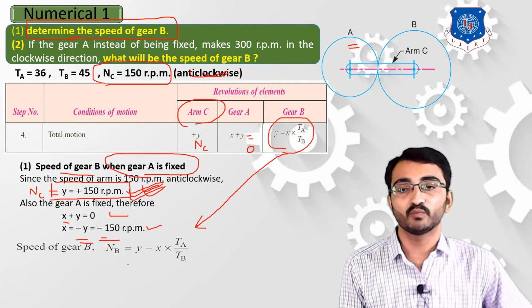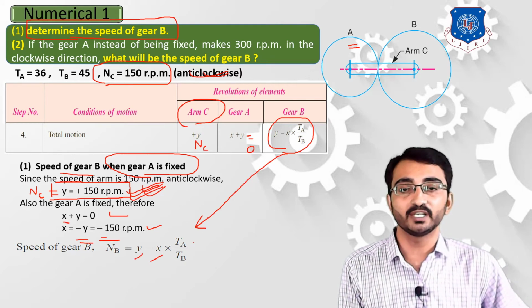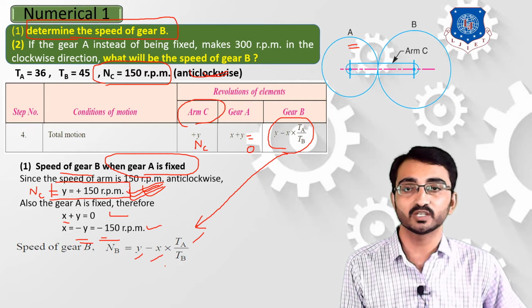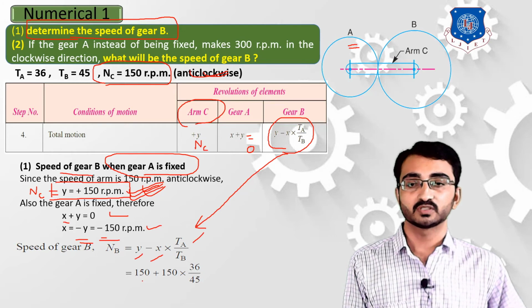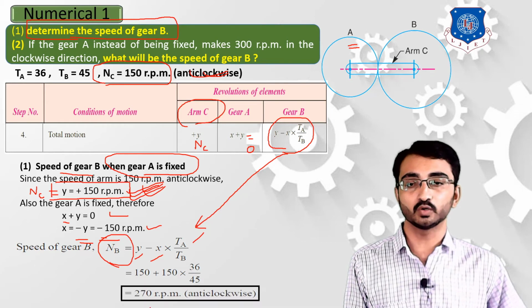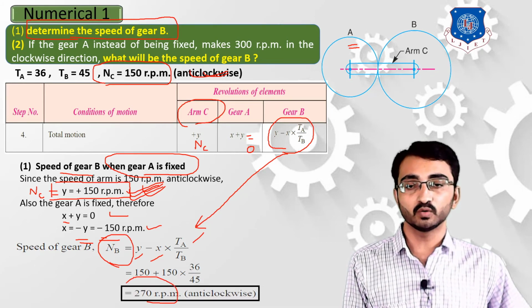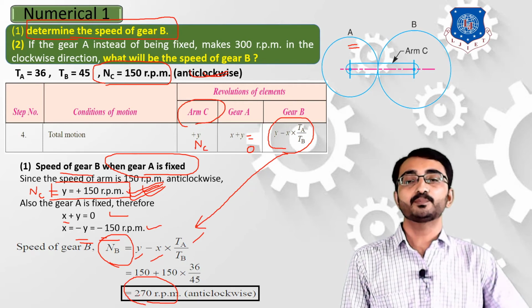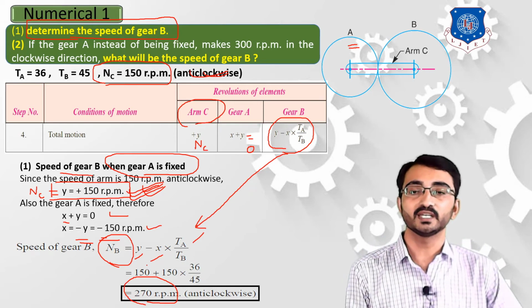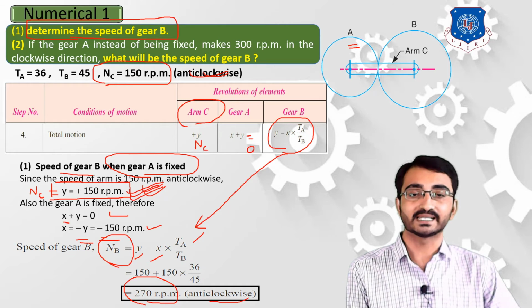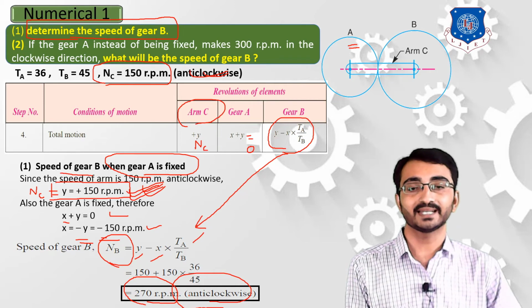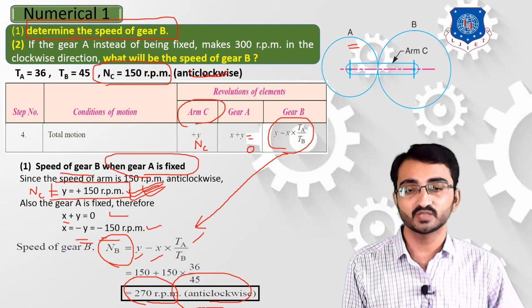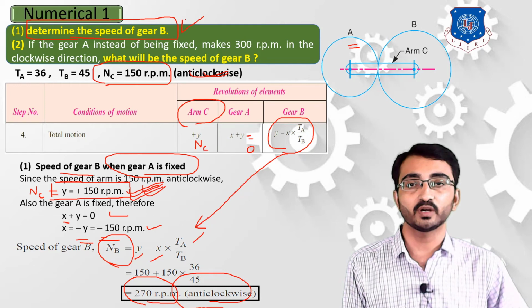Now we can put the values of y and x, and we have TA equal to 36 and TB equal to 45. So let's put the values of y, x, TA and TB. That will give us the final speed of gear B, NB, equal to 270 rpm. Now over here we are getting a positive answer, which means gear B is rotating in the anti-clockwise direction. We have to mention the direction of gear B at last in brackets. In this way we can calculate the answer for the first question.